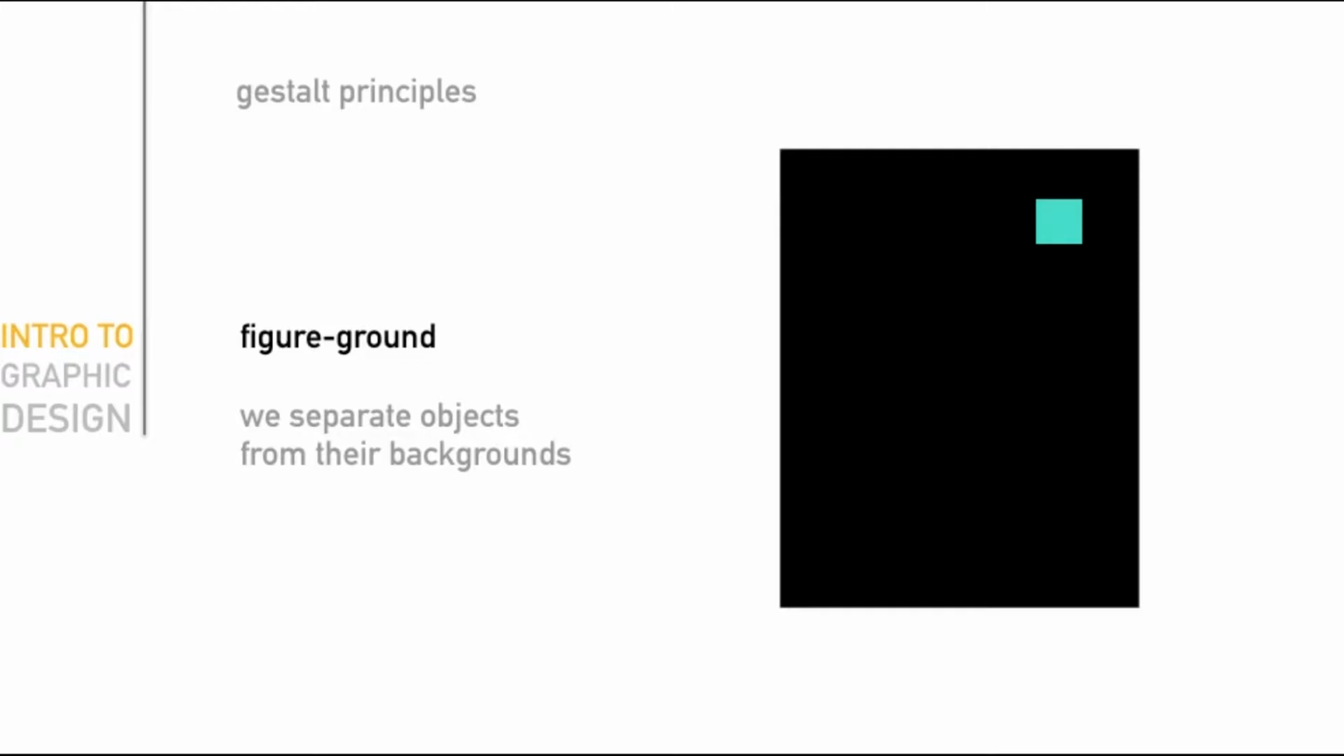Where there is less contrast, that separation is harder to see. So now we've darkened the colors so that the figure ground separation is not as strong.